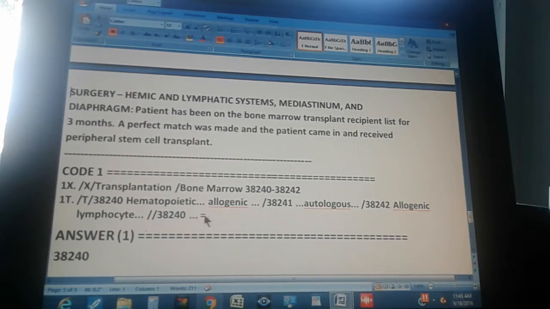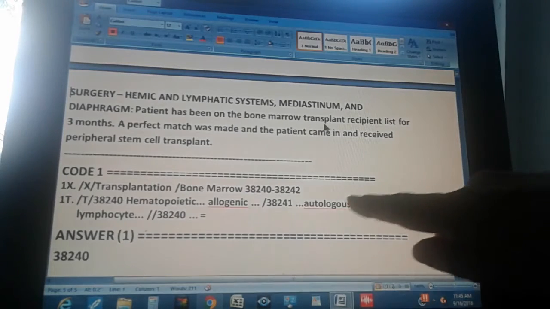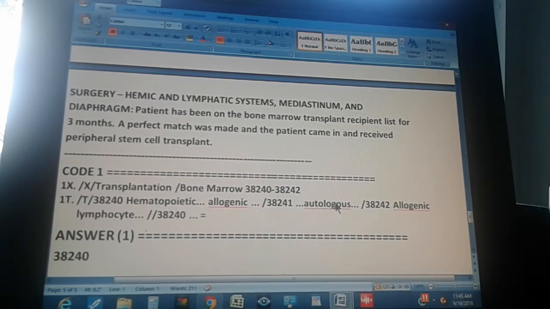38242 is allogenic lymphocyte, and we don't have lymphocyte in the text, so we eliminate it. We eliminate the second one because it's autologous, meaning from the same person, which this is not. It's from a donor. So we're left with the first one, 38240. The equal sign means that that's our code. We double check it. So the answer is 38240.